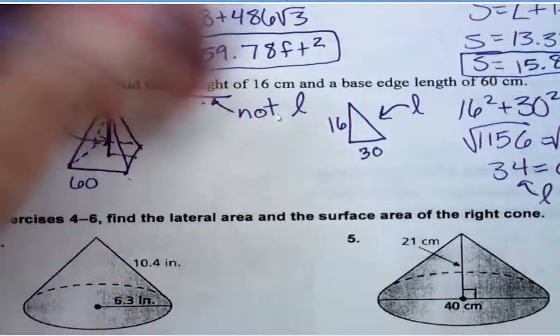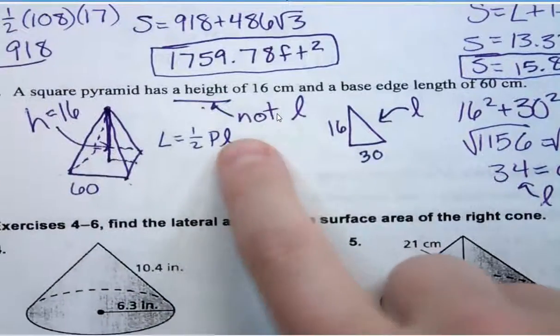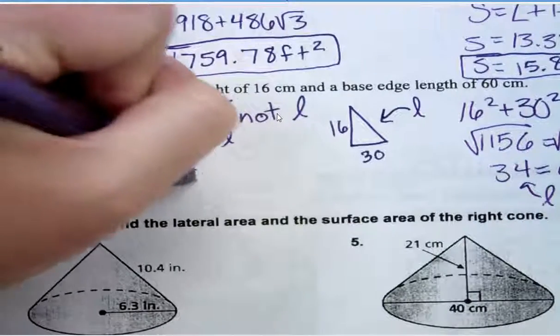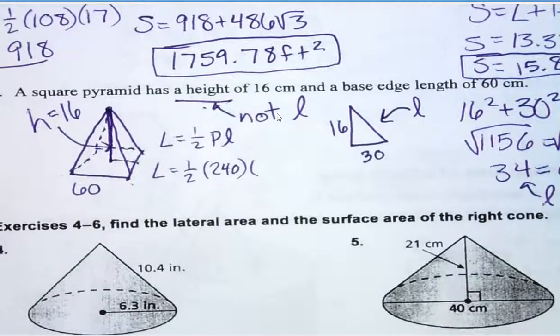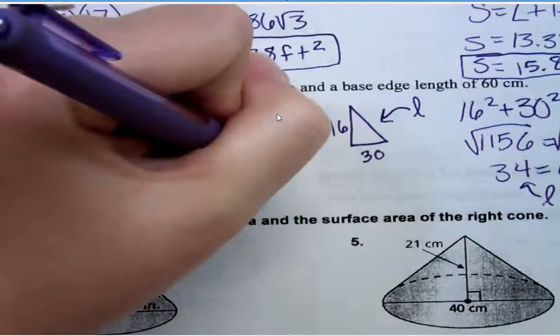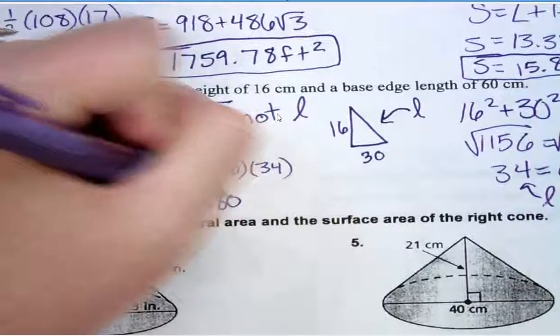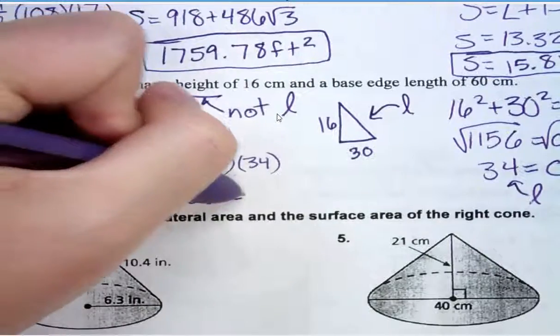Okay, cool. We can find our L equals 1/2 P times slant height because now we have the slant height. So the perimeter of our base, it is a square pyramid. All of the sides are 60, so they're all the same length. 1/2 times 240, times the slant height that we solved for, which is 34. Now just put it in the calculator, and I think you get 7680 if I calculated right. It's always possible that I didn't, so feel free to check me.